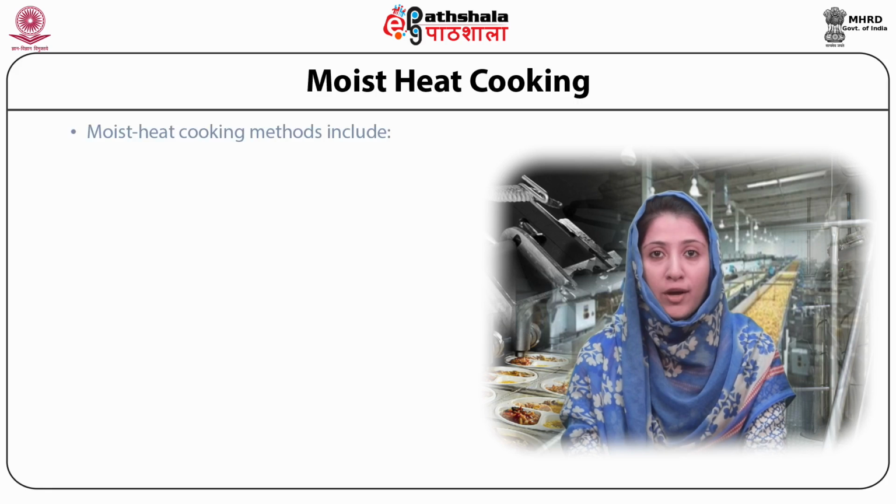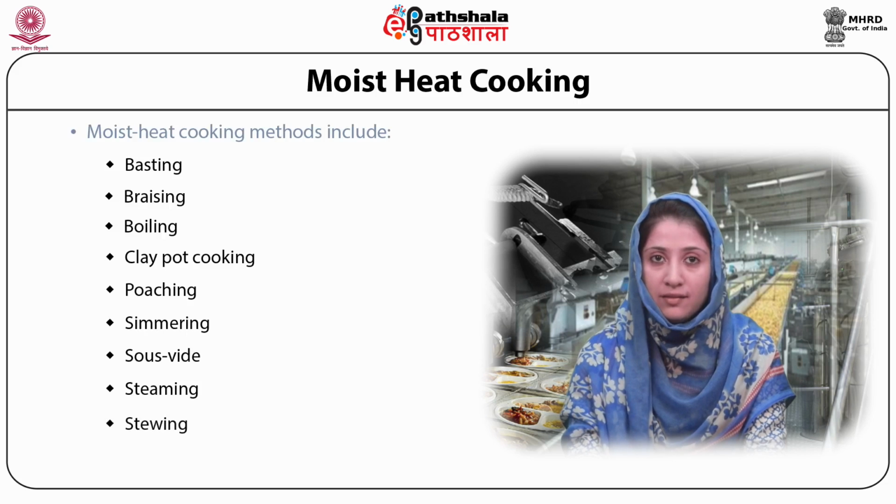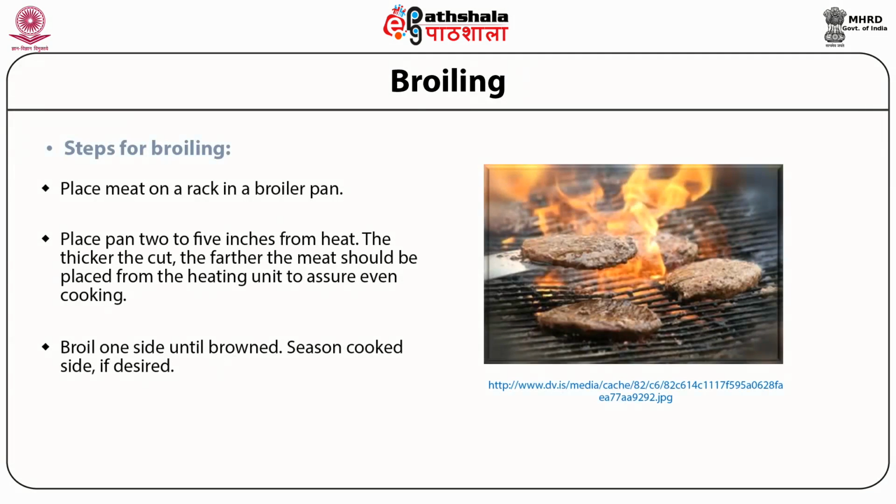Examples of moist heat cooking methods include basting, braising, boiling, clay pot cooking, poaching, simmering, sous vide, steaming, and stewing. Broiling. It's cooking by exposing food to direct radiant heat either on a grill or live coals or below a gas burner or electric coil.